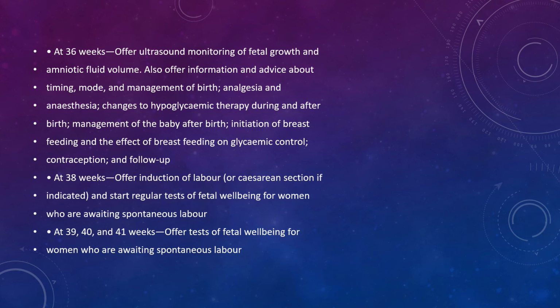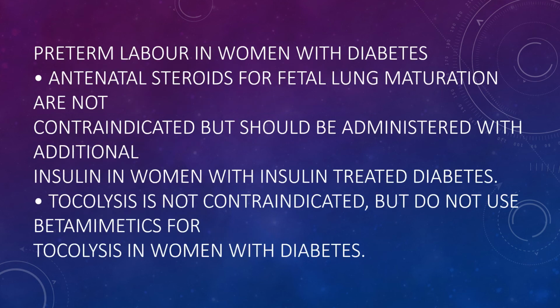At 38 weeks, offer induction of labor or cesarean section if indicated. Start regular tests of fetal well-being for women who are awaiting spontaneous labor. At 39 and 40 weeks, offer tests of fetal well-being for women who are awaiting spontaneous labor. Usually at 38 weeks, the majority of women with diabetes, we will induce their labor. Why do we induce at this gestation? Because there is a higher risk of sudden intrauterine fetal death after 36 weeks, and macrosomia will increase after 38 weeks, so operative delivery will increase.